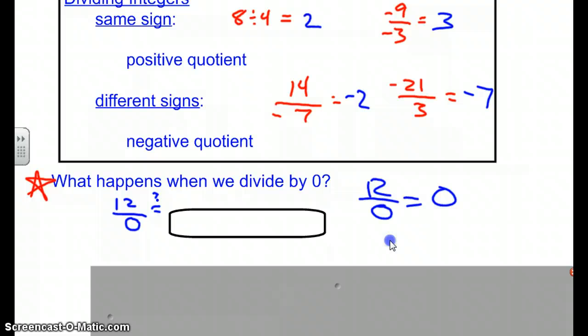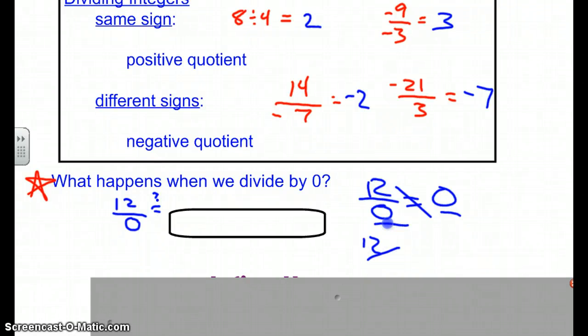So Jake, what is 0 times 0? 12? Oh, but wait a minute. Isn't it supposed to get us back to our dividend? Is 0 times 0 12? 0 times 0, you're saying, is 0. So if 0 times 0 equals 0, then this is not a true statement. 12 divided by 0 doesn't seem to equal 0. So if it doesn't equal 0, what does it equal? Nothing.